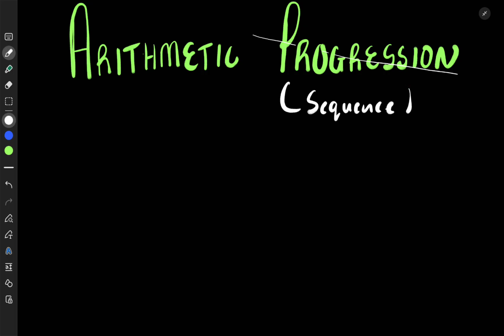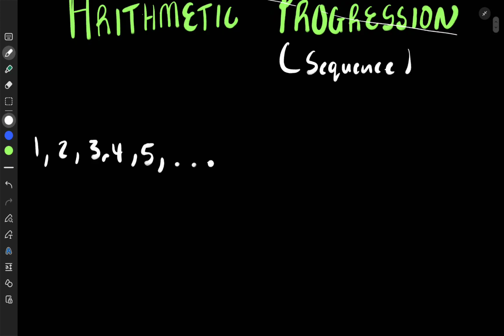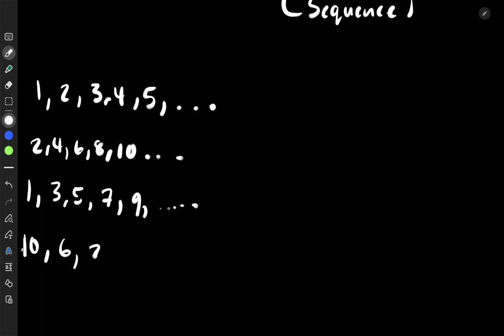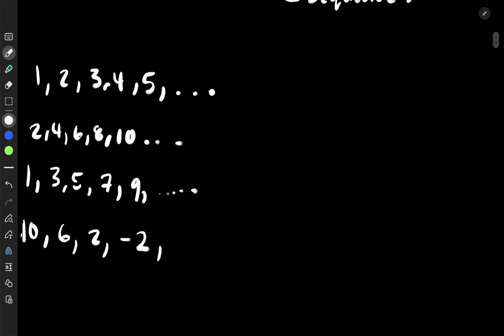What you're going to have is a bunch of numbers, like 1, 2, 3, 4, 5, keeps going on. We put 3 dots. Or we could have 2, 4, 6, 8, 10, it keeps going on, right? Or we can even have 1, 3, 5, 7, 9, keeps going on. Or we can have one which goes down, could start at 10, then 6, then 2, then -2, and it keeps going like that. So we can put dots like this.